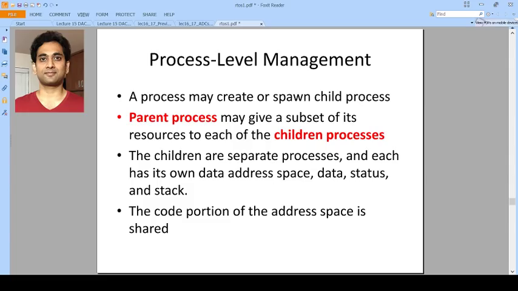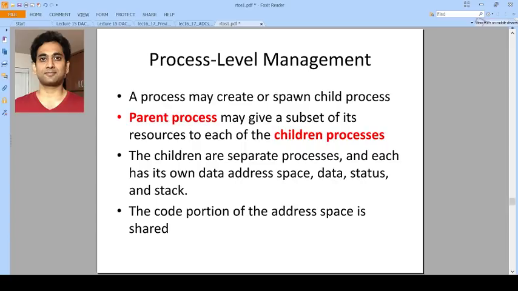Now, we talked about the operating system performing the job of scheduling different tasks and managing CPU time as a resource. We also talked about the operating system managing memory. Now, let's talk about process level management, managing different processes.